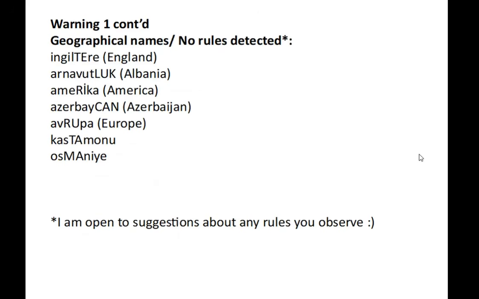But there are some geographical names with no rules I have detected, but I'm open to suggestions about any rules that you observe, like İngiltere. I don't know why Arnavutluk, but some say Arnavutluk or Arnavutluk. I'm not sure about that. Amerika, Azerbaijan, Avrupa, Kastamonu, Osmaniye. So I don't know the rules here. Actually, these are exceptions in my presentation.